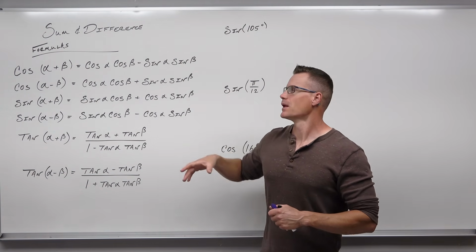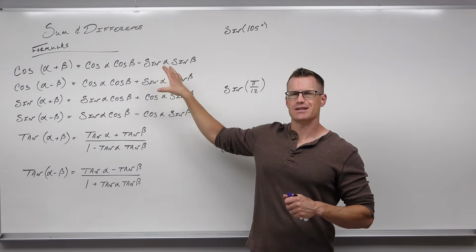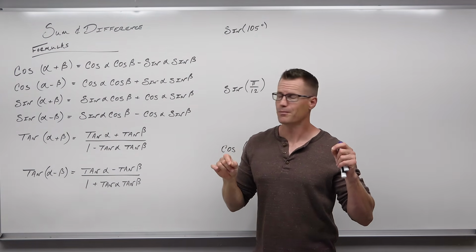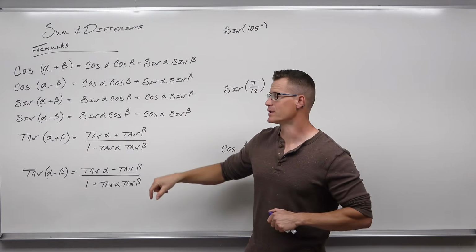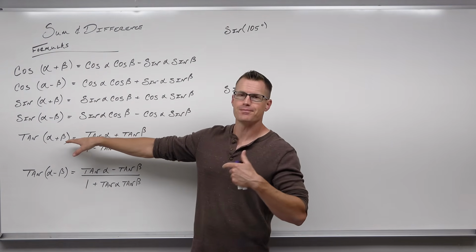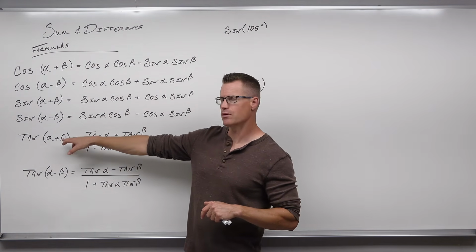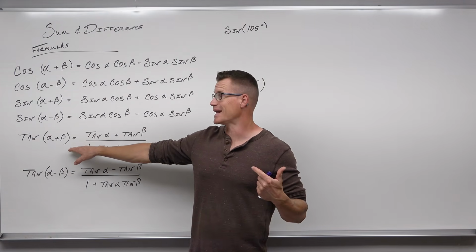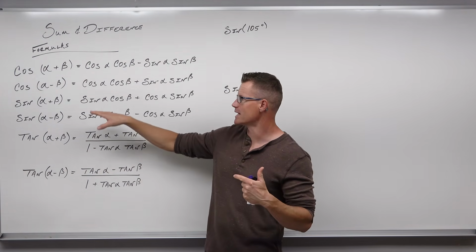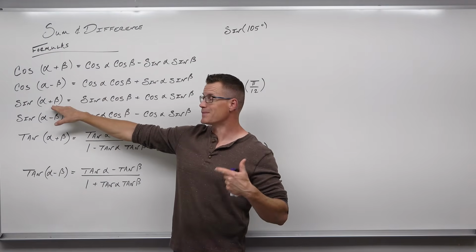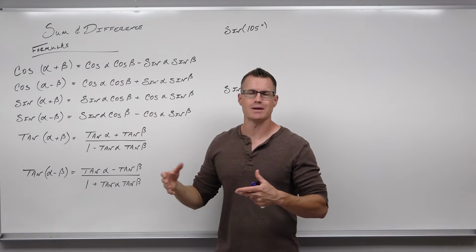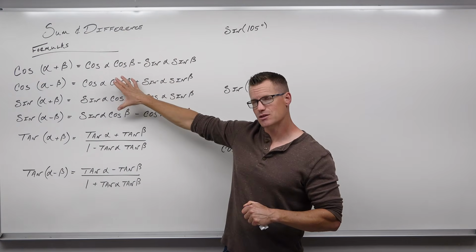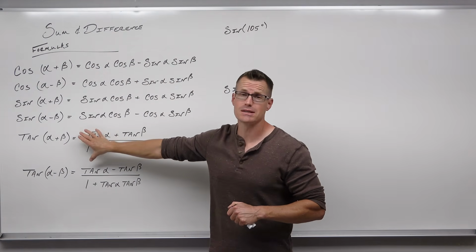Now, where do they come from? Where these come from is basically a distance formula on part of the unit circle. And tangent comes from comparing these. So tangent of alpha plus beta, as we'd call those two angles, alpha and beta. Do you remember that tangent can be represented as sine over cosine? So it really would take sine of alpha plus beta divided by cosine of alpha plus beta and just simplify that. So these come from the distance formula and comparing sine to cosine.